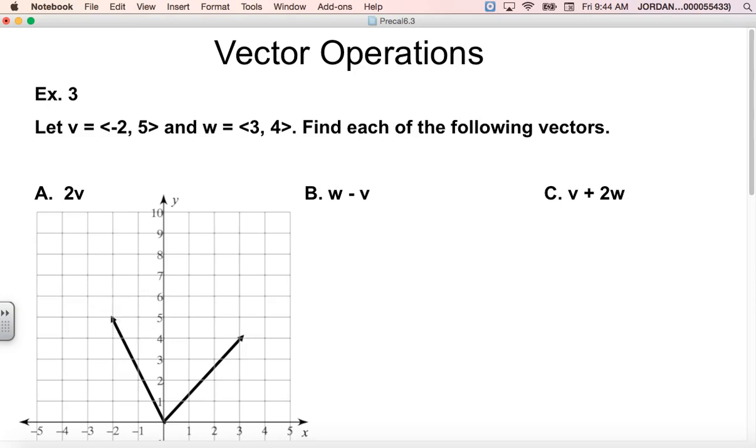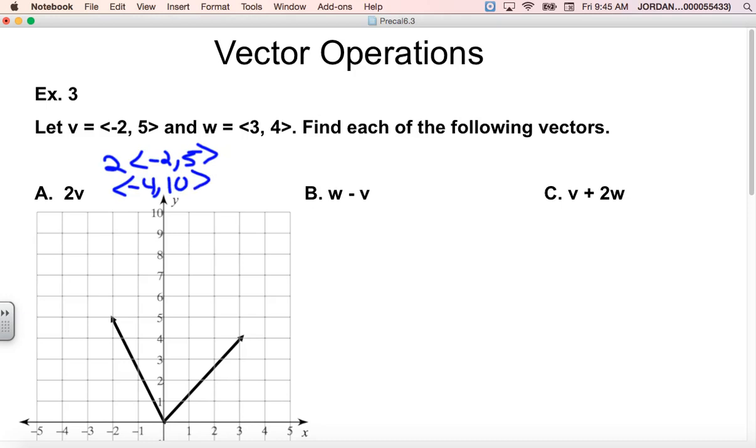So then w, of course, is over here at 3, 4: over 3 and up 4. So a couple things to understand about vector operations. If you ever multiply a vector by a constant, it just multiplies both the x and the y coordinate of the vector. So for example, 2 times v, so you just have 2 times -2, 5, which is going to give you -4, 10.